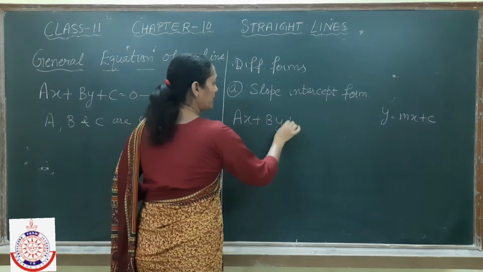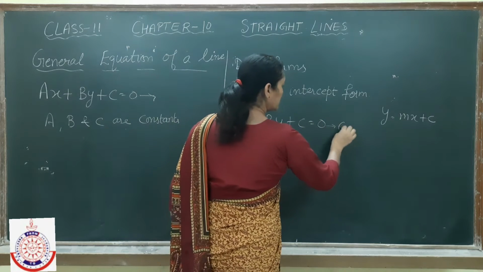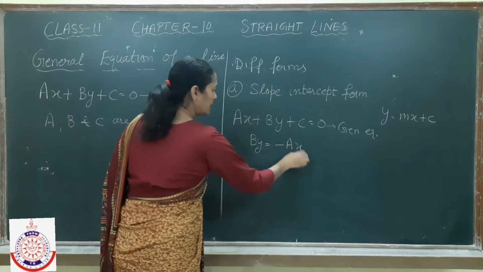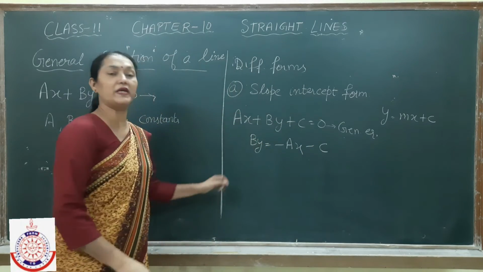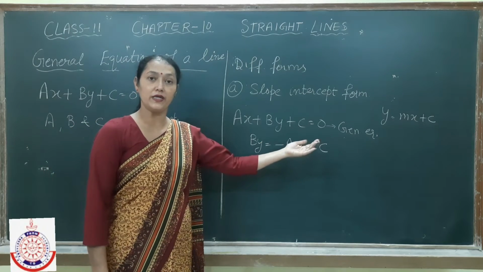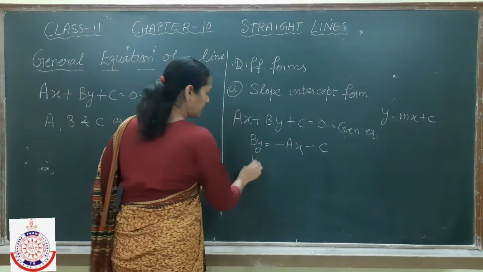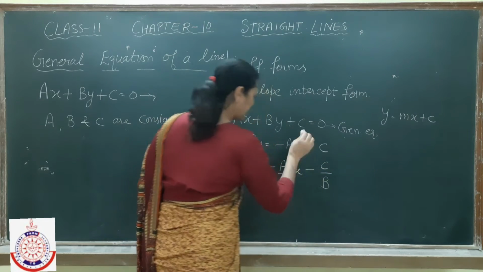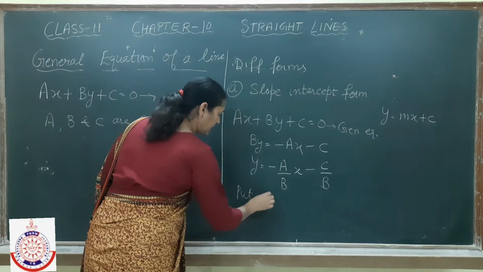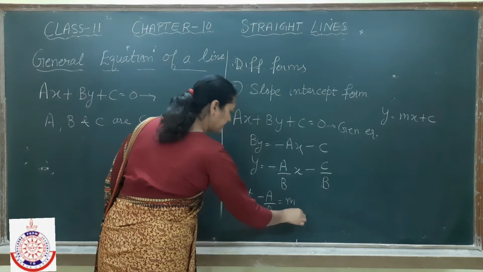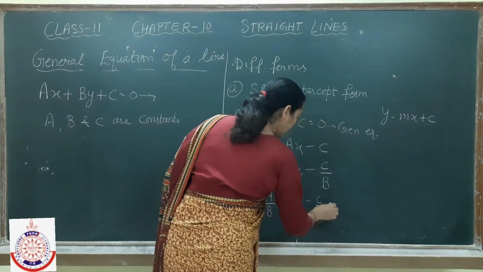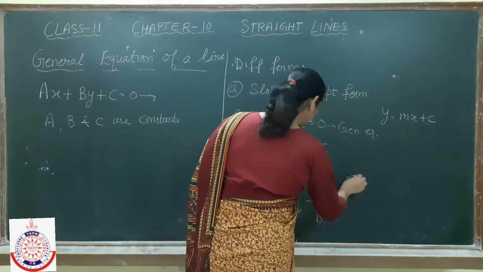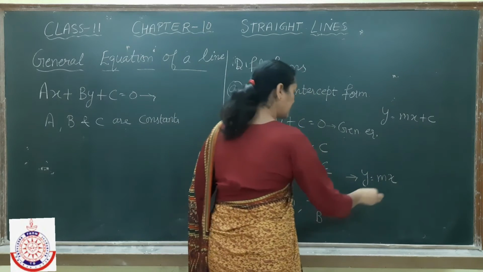Ax plus by plus c is equal to 0. This is general equation. Now if we shift this ax and c to other side, so we'll be getting by equals to minus ax minus c. Shift this y to this side. Y is equal to minus a upon b into x minus c upon b. Now if we put minus a upon b equals to m and minus c upon b equals to c, then this will get converted into y equals to mx plus c.